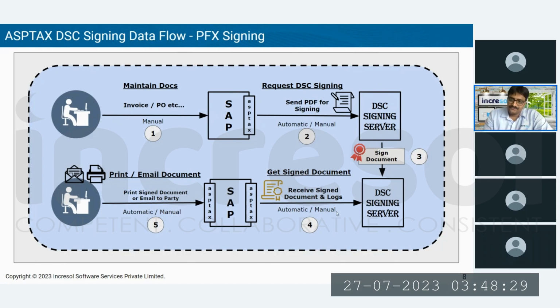Whatever signed documents are there will come back to SAP, and through the ASP.X cockpit you can print them or email them, or they can be moved to DMS. This is a typical life cycle of the DSC document for the server-based signing.